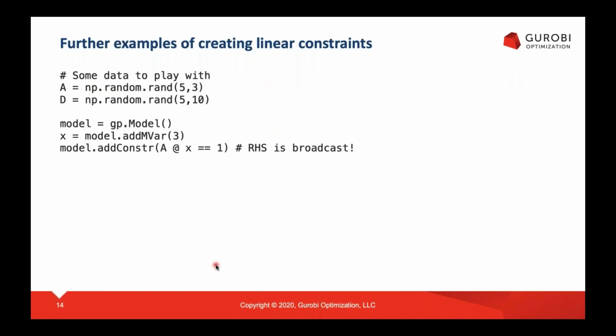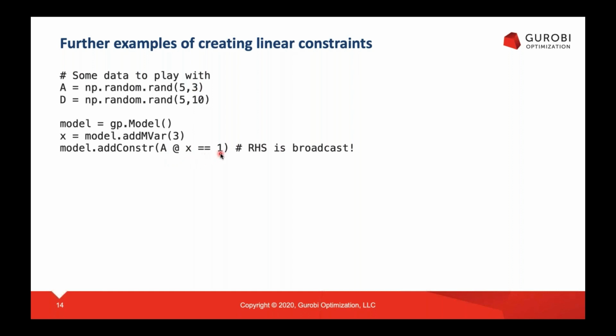Of course, this was just one example. Let's look at a few more examples to get a better feeling for what we can do with these expressions. Here again, some data to play with. We have one matrix, a random dense matrix of shape 5 by 3, and another one of shape 5 by 10. Let's define an optimization model again; gp.Model gives us that. Add one optimization variable of length 3. This looks correct because we have 3 columns in A. And now let's add a constraint a times x equal to 1.